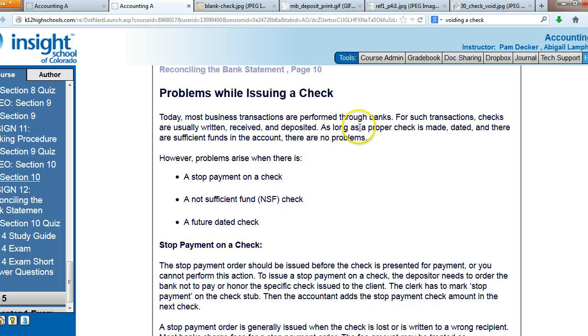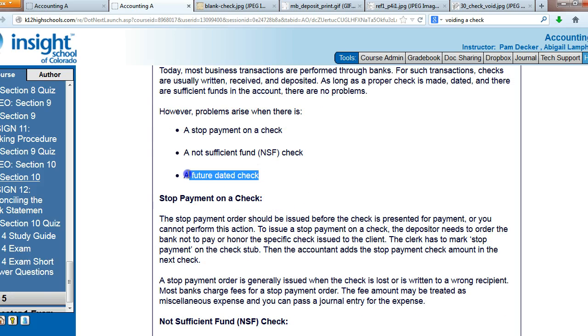Typically, as long as the check is made out properly, is dated, and there are sufficient funds in the account, meaning there is money in the account to cover that check, there's going to be no problems. But there could be problems if there is a stop payment on a check, not sufficient funds for the check, or a future dated check.